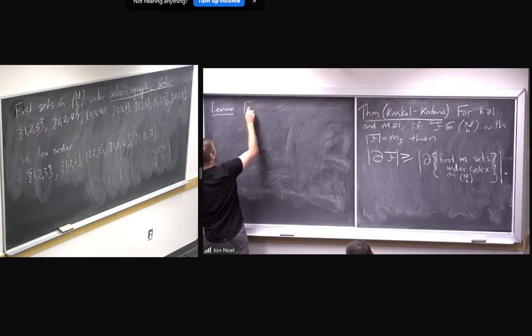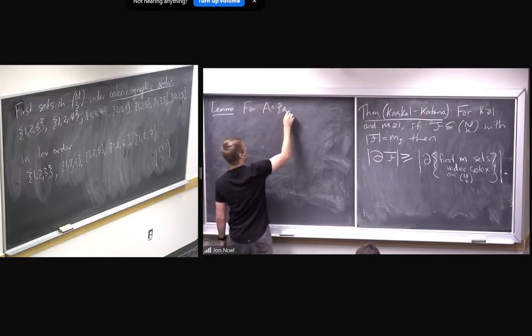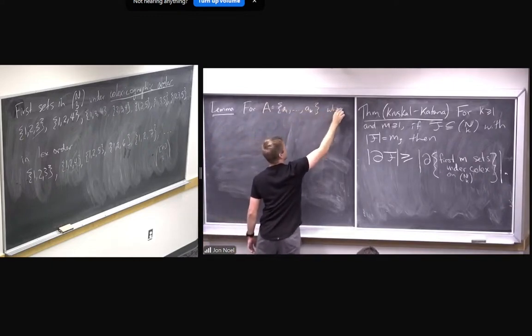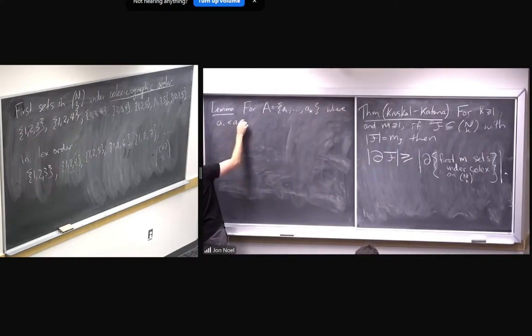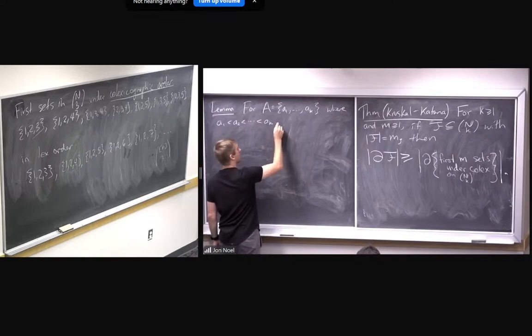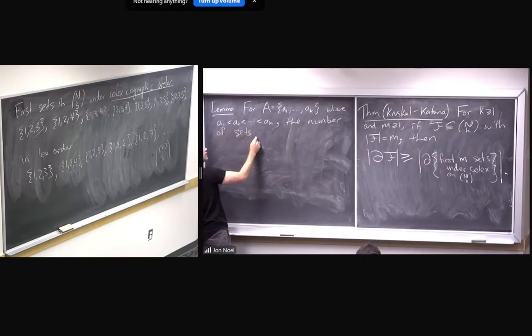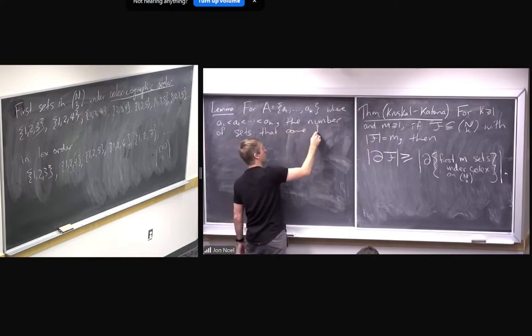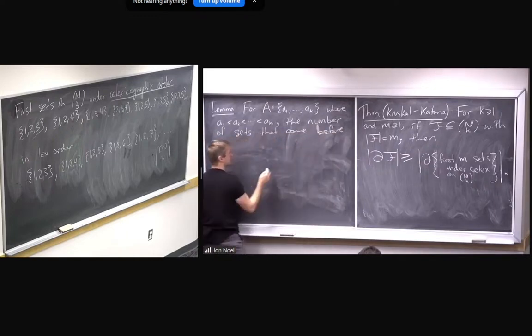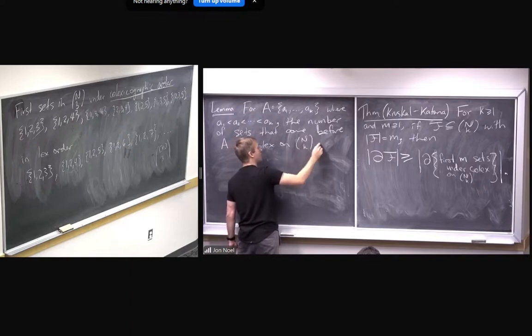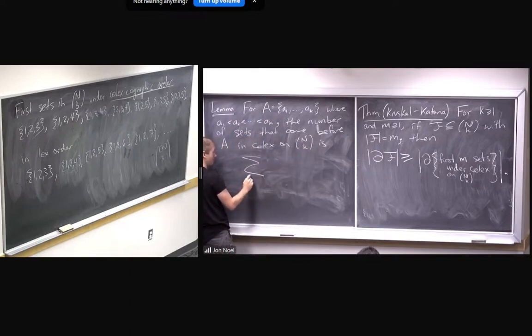So for a set A, which is A1 up to AK, where we list them again in increasing order, so the elements are A1 less than A2 up to AK, the number of sets that come strictly before A in colex on the naturals choose K is equal to this sum: the sum from I equals 1 to K of A sub I minus 1, choose I.